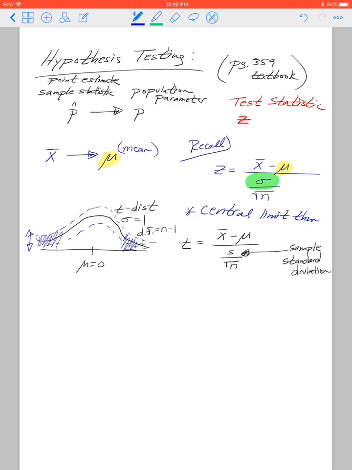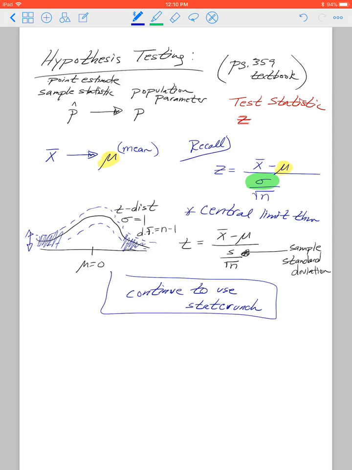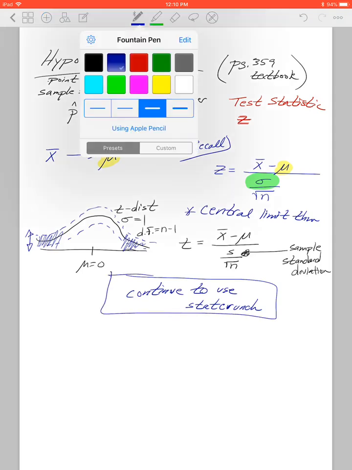But as far as you all are concerned, you will still continue to use StatCrunch. So I'm talking to you about something conceptual, but my hope for you is that you can say, oh, okay, that's cool, Miss Barrier, I'm moving on. I know that in StatCrunch I will choose T. Okay, that's what I'm hoping.